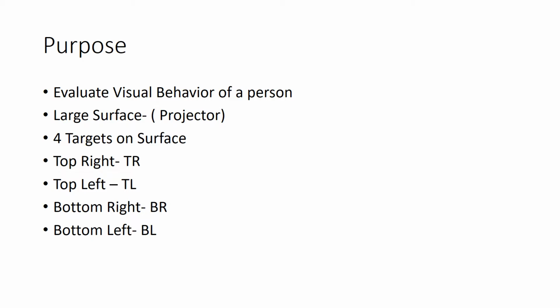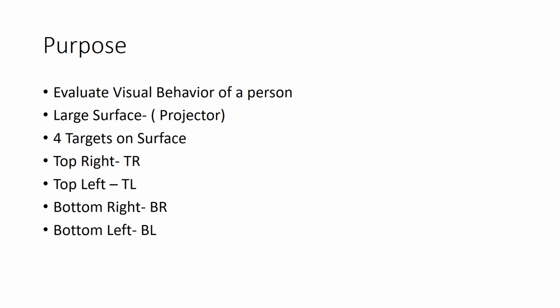The purpose of this project is to evaluate the visual behavior of a person, depending on where they are looking at on a large surface. For this project, I used a projector for the large surface. Four targets were placed on the surface in order to know where the user was looking at exactly. The targets were labeled TR for top right, TL for top left, BL for bottom left, and BR for bottom right. The reason for the targets is to know how well of an estimate the eye tracker is making in accordance to where the person is looking at.